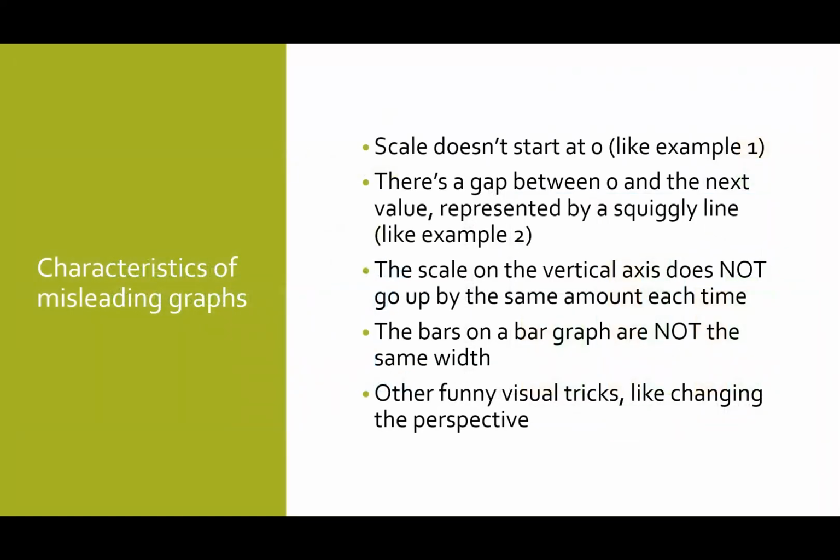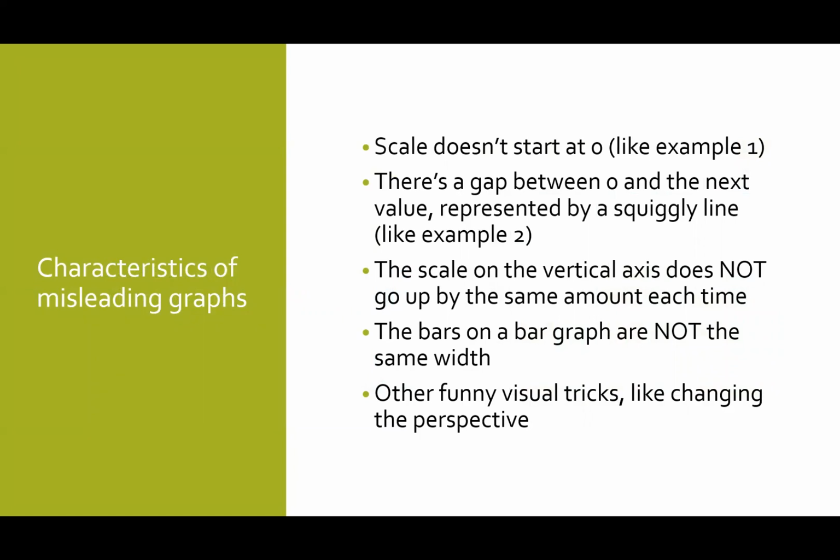Here's a list of all the different types of characteristics of misleading graphs. So you should look for these things whenever you're analyzing a graph in the media or if you're making one yourself. So like the first example, a misleading graph is one where the scale does not start at 0. That's like example 1. Another characteristic of a misleading graph is when there's a gap between 0 and the next value, represented by that squiggly line. So like the example we just saw.